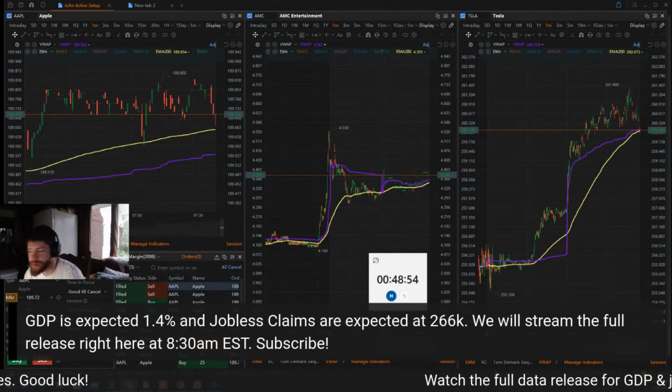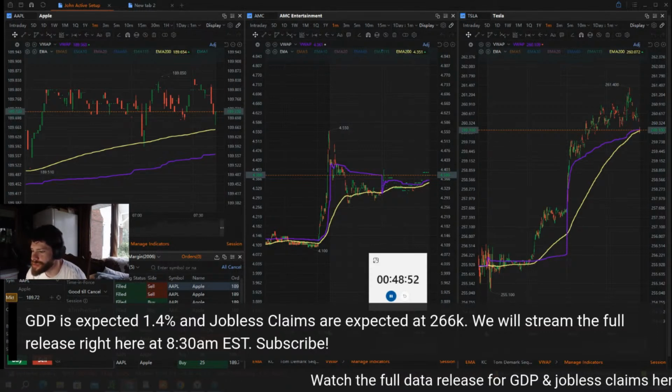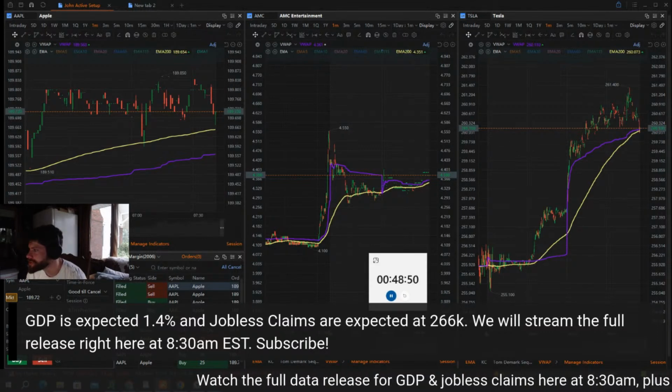You can use them on any time frame, really. So you can use them on any time frame. You can use them on stocks, crypto, forex, futures.